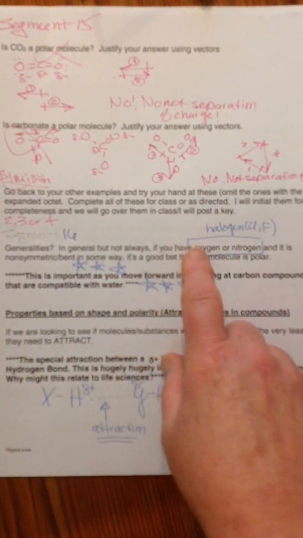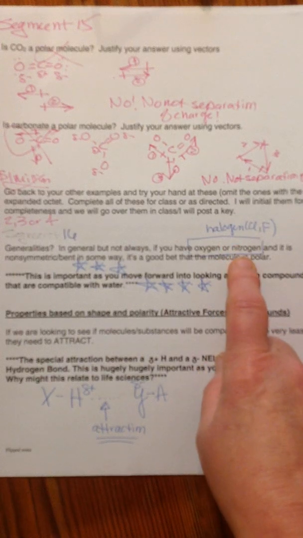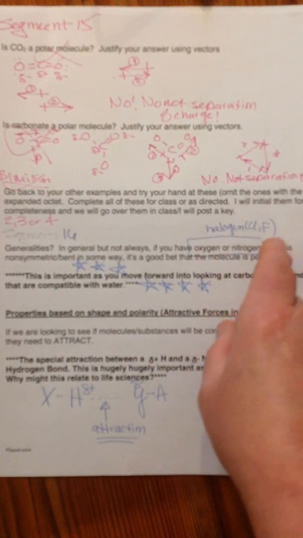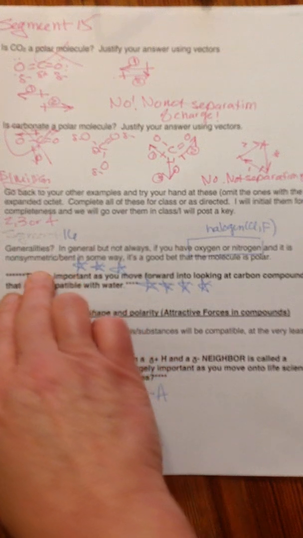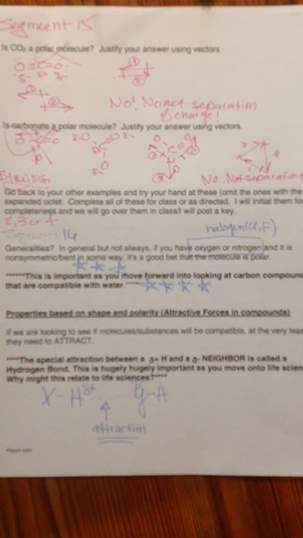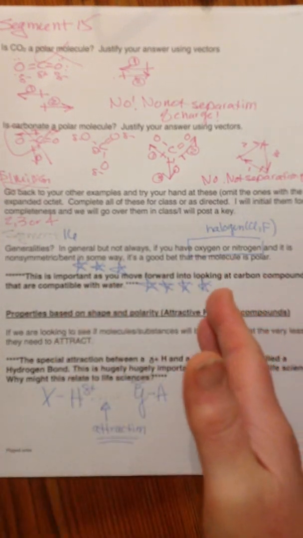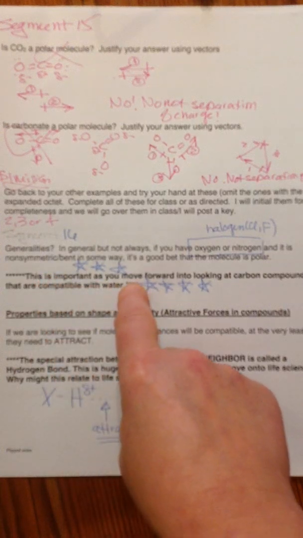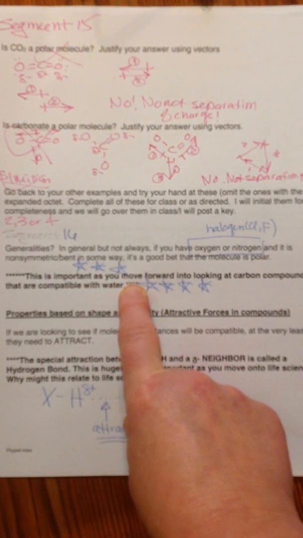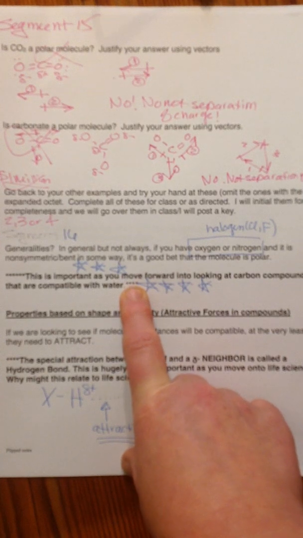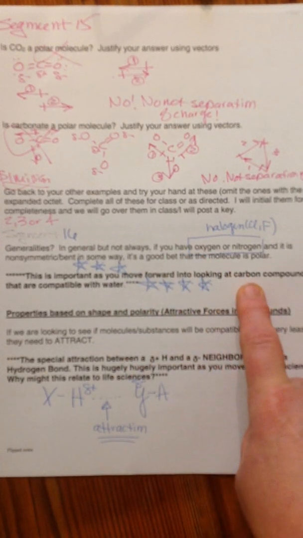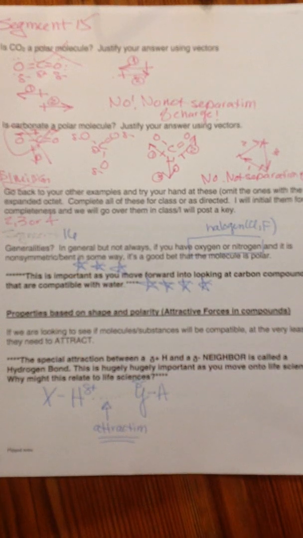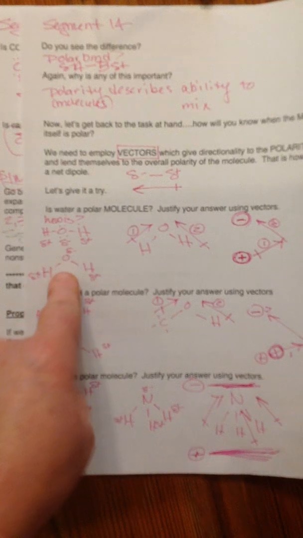Generally, but not always, if you have an oxygen or a nitrogen, fluorine or chlorine halogens, and you have something that's non-symmetrical or bent in some way, it's a pretty good bet that that molecule is going to be polar. Now, the question is, why do you care? Well, this is super important as you move forward, because you're going to have biomolecules made of carbon that you want to be compatible with water. And water, as we saw, is decidedly polar.